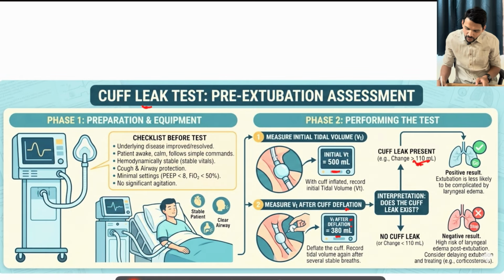Suppose the change is not much. For example, initially it was 500 and even after deflation, if it is some 450, so the change will be hardly 50 ml. This will indicate what? Even after the deflation of the cuff, there is something which is obstructing. That is nothing but probability of laryngeal edema.